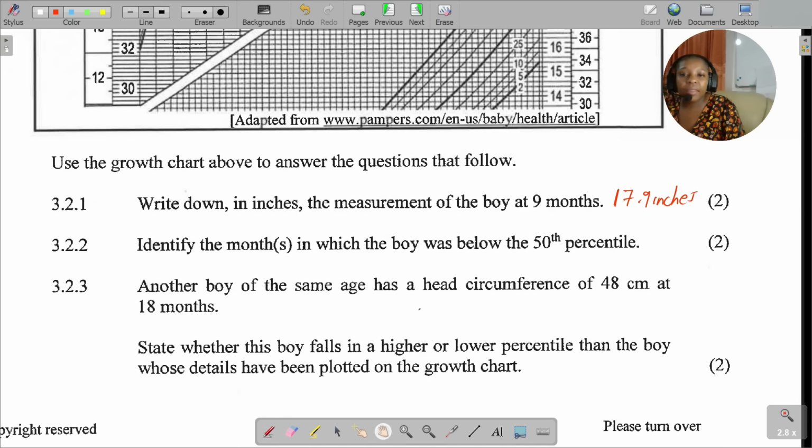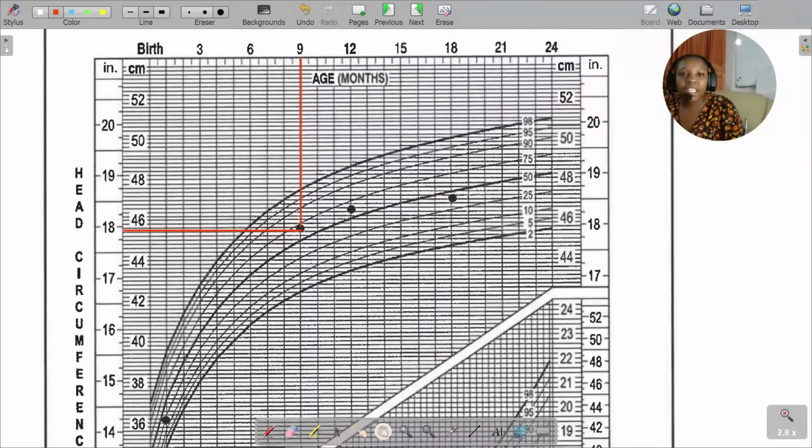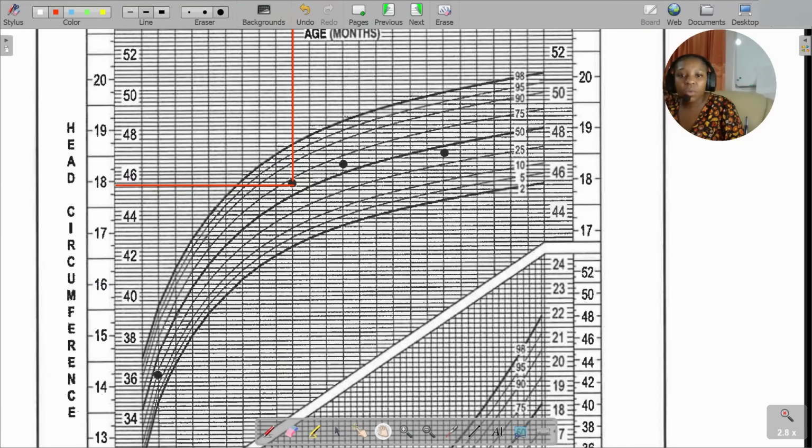Identify the months in which the boy was below the 50th percentile, right? Remember, I did mention that here we're given all these different percentiles. So we want to determine the month where the boy was below the 50th percentile. So this is the 50th percentile. I'm just going to highlight it there. That's the curve for our 50th percentile.